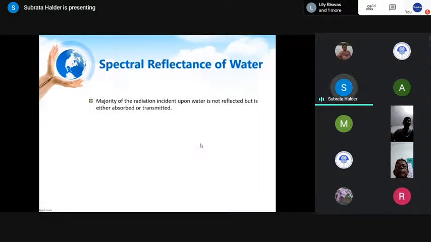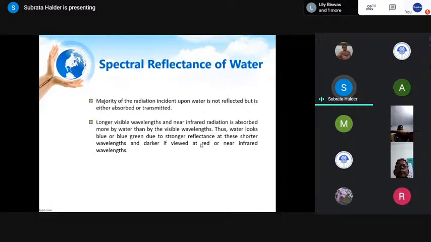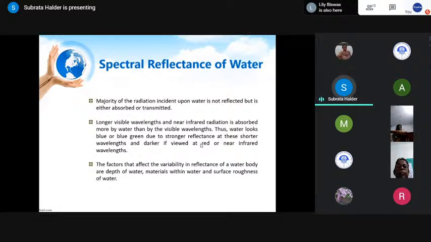Spectral reflectance of water. In the case of water, the majority of radiation incident upon water is not reflected but is either absorbed or transmitted. Longer visible wavelengths and near infrared radiation are absorbed more by water than the shorter visible wavelengths. Thus, water looks blue or blue-green due to stronger reflectance at these shorter wavelengths, and darker if viewed at red or near infrared wavelengths. The factors that affect the variability of reflectance of a water body are depth of water, materials within the water, and surface roughness of the water.